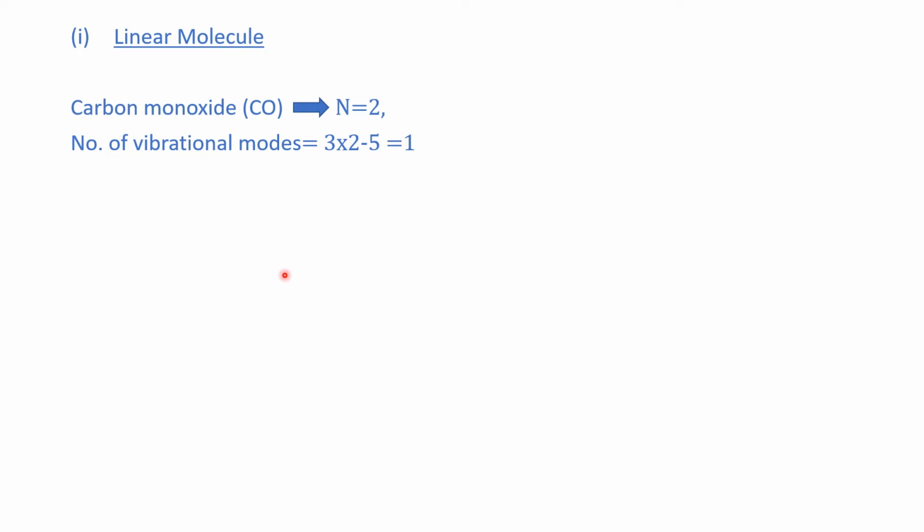If we have a diatomic molecule, for example one carbon and one oxygen, the number of vibrational modes will be equal to 3 times 2, where n is equal to 2, minus 5, which is equal to 1. So there is only one vibrational mode, meaning there is one mode of vibration. Here we see that a diatomic molecule can only vibrate along this one particular axis, and there is no other direction of vibration.